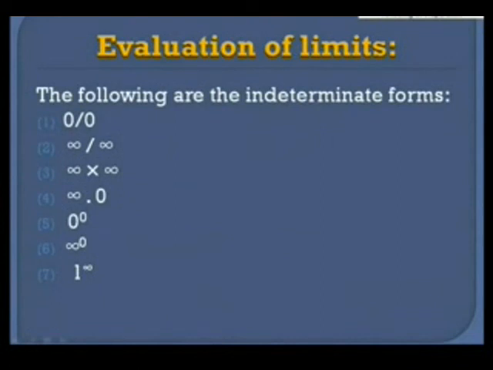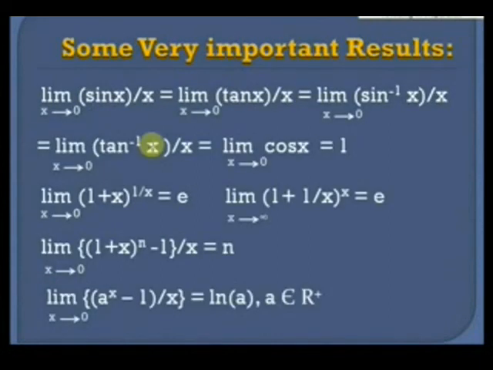Now in the rest of this lecture, we are going to try to find out how to actually evaluate limits of functions. Now when x tends to some quantity, then f(x) might assume some indeterminate forms, and the following are the indeterminate forms: 0 by 0, infinity by infinity, infinity into infinity, infinity into 0, 0 to the power 0, infinity to the power 0, 1 to the power infinity. So these are the values which f(x) can tend to. Now through various methods we will try to convert such indeterminate forms into forms whose limits can be easily calculated. So first of all, let's start with some very important and very standard results for limits.